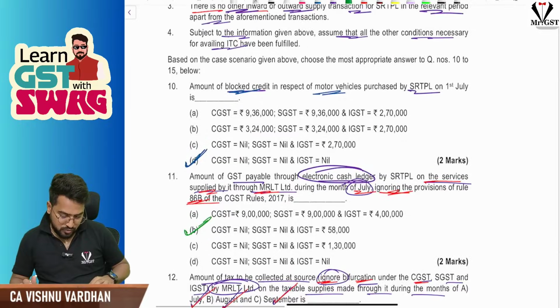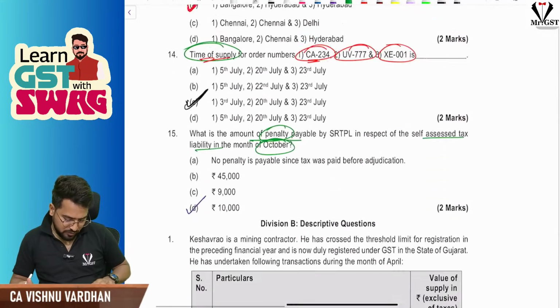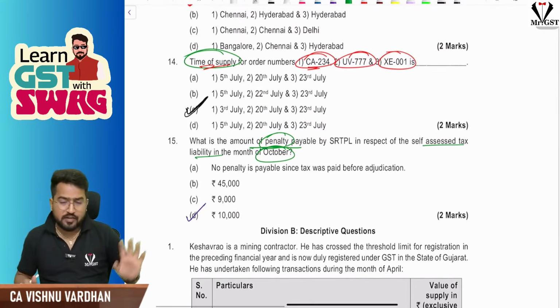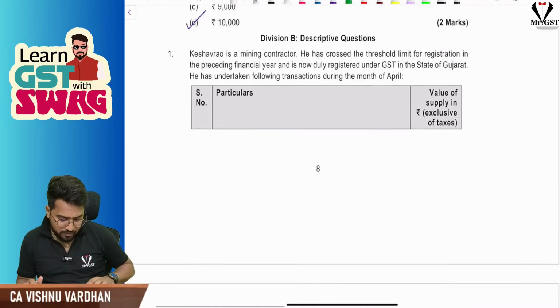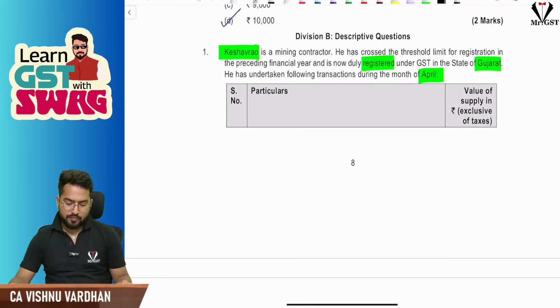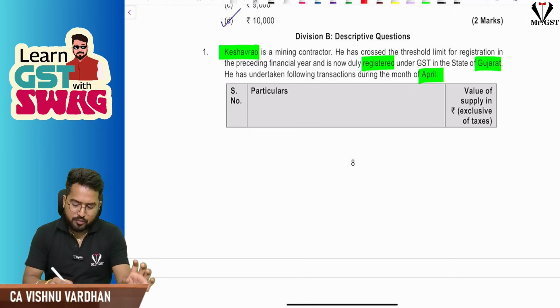Right. So these are the MCQs. Yes, we have finished all the MCQs. So we are done with the MCQs. Let us now move on to the descriptive part. Now coming to the descriptive part of the questions.